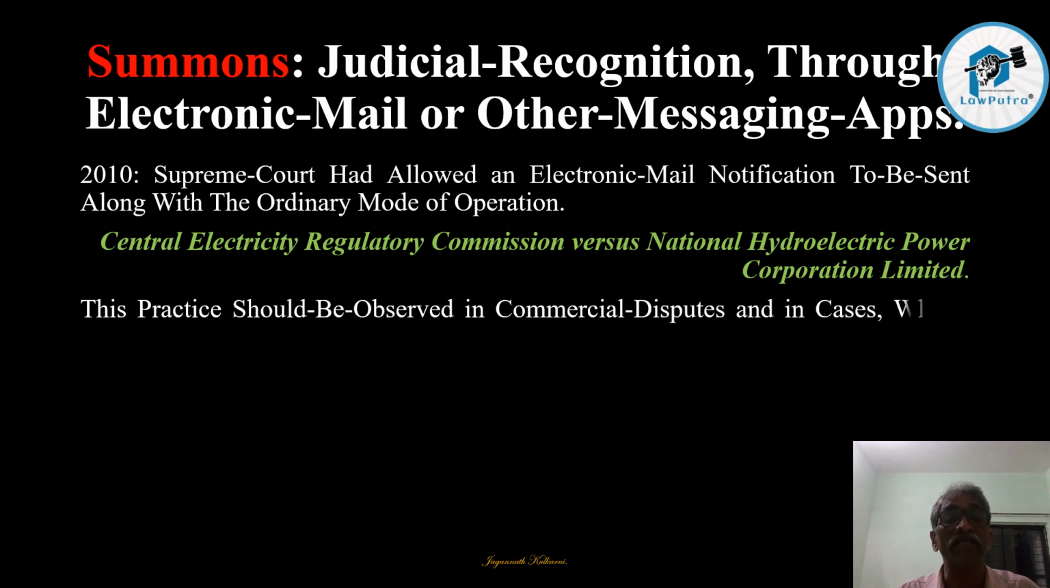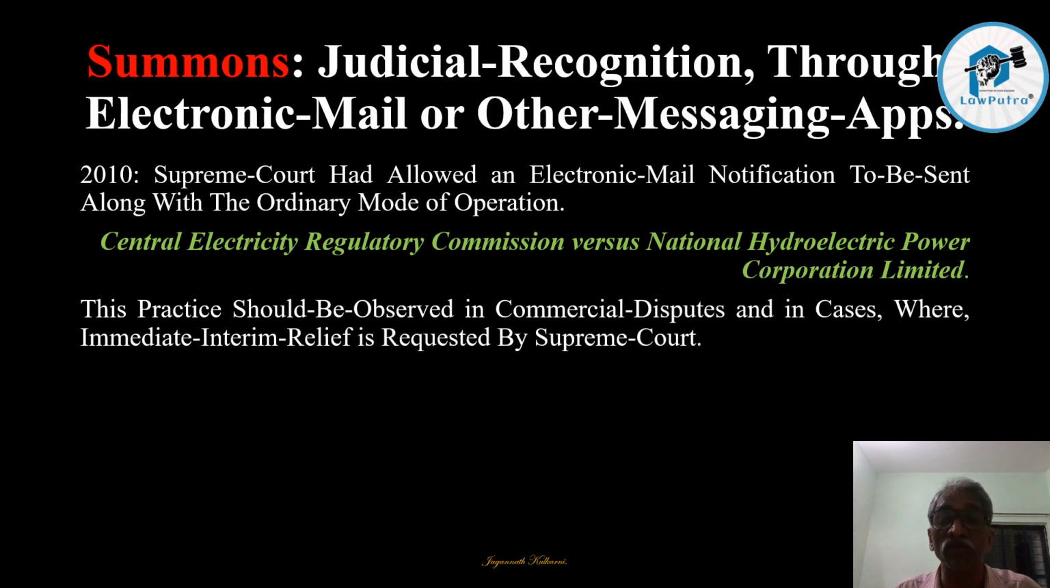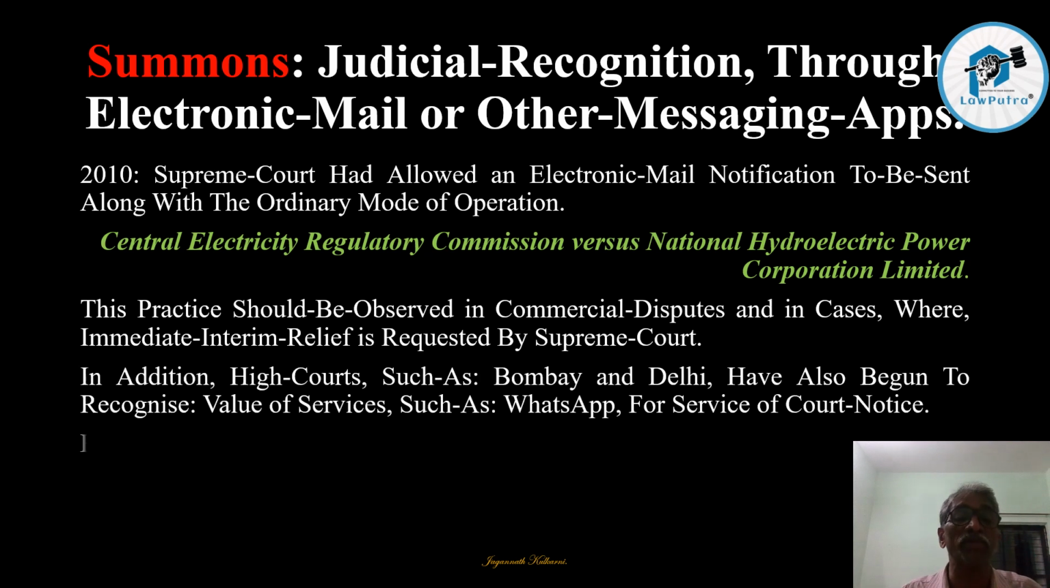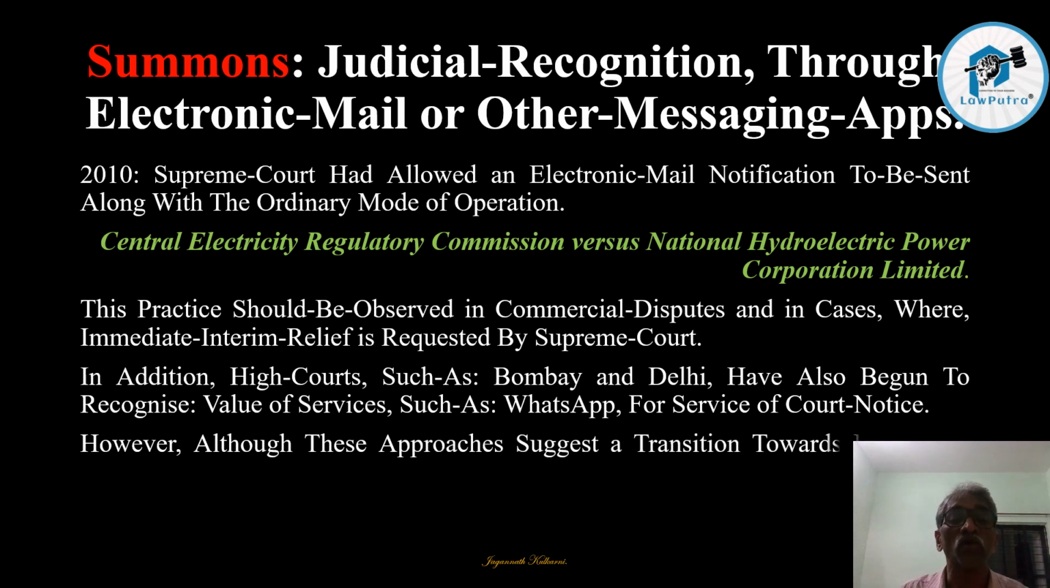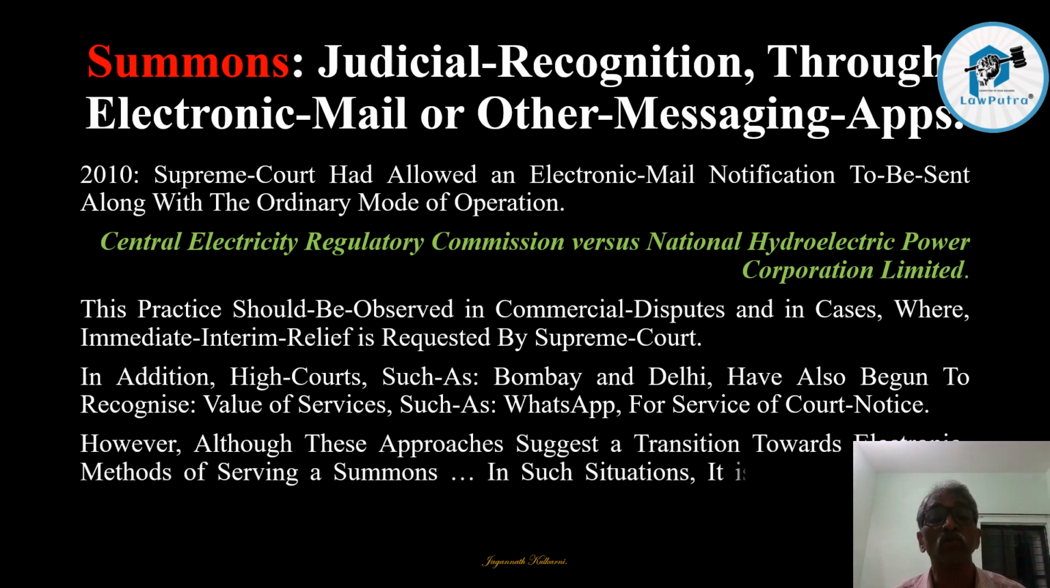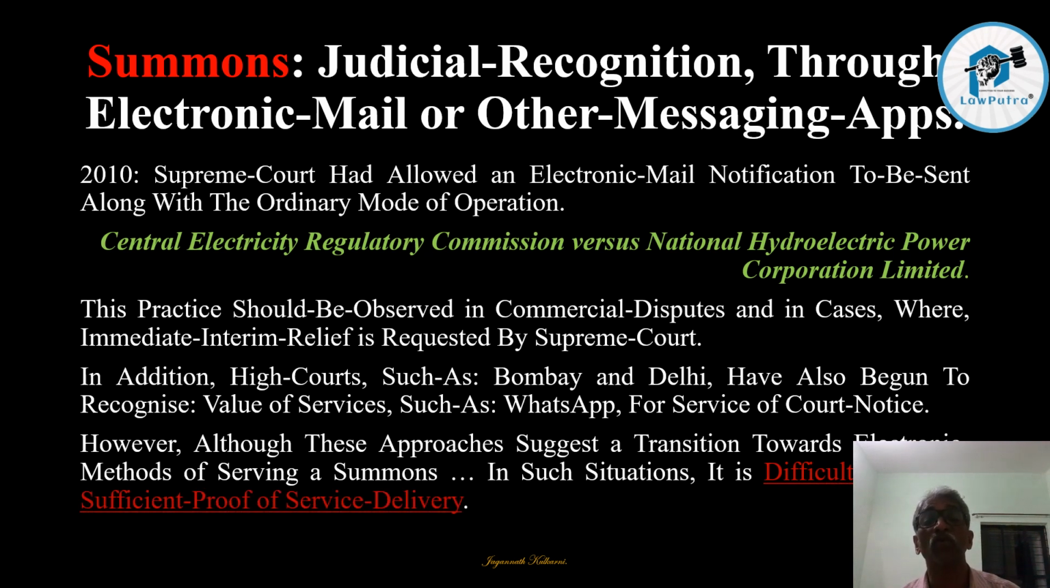The court also said that this practice should be observed in commercial disputes and in cases where immediate interim relief is requested. In addition, high courts such as Bombay and Delhi have also begun to recognize the value of services such as WhatsApp for service of court notice. So through WhatsApp also, which we regularly use, summons can be served. However, remember, although these approaches suggest a transition towards electronic methods of serving a summons, in such situations it is difficult to obtain sufficient proof of service delivery.